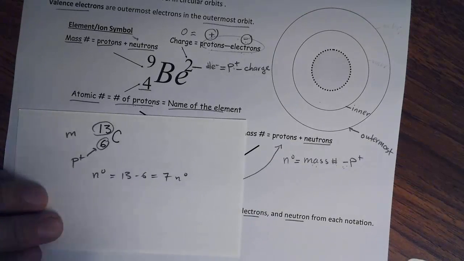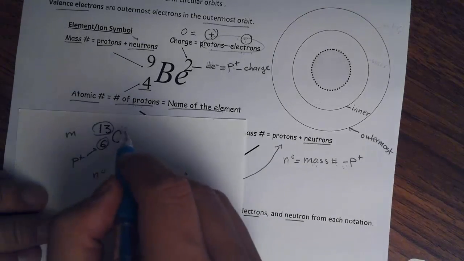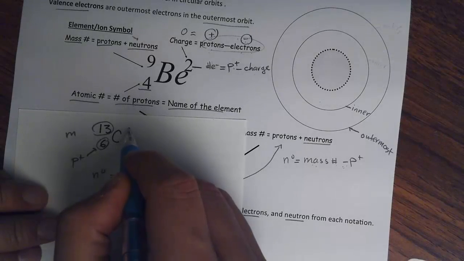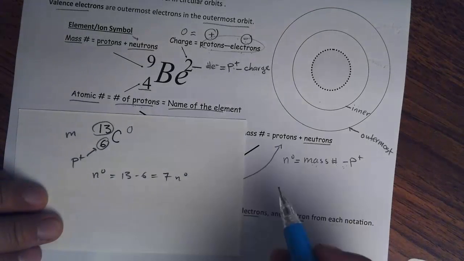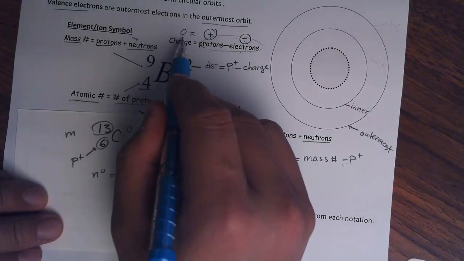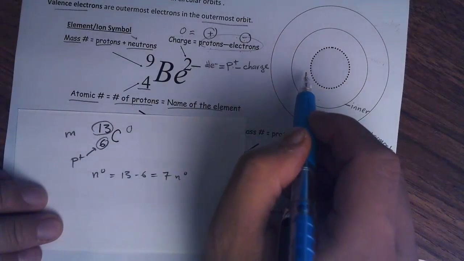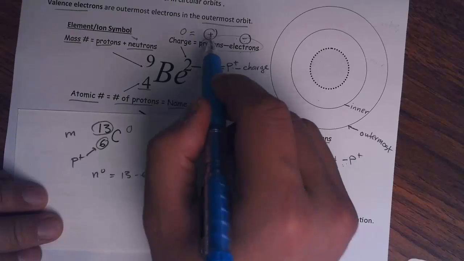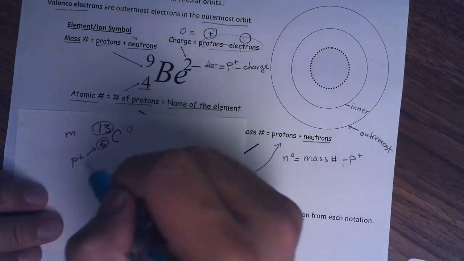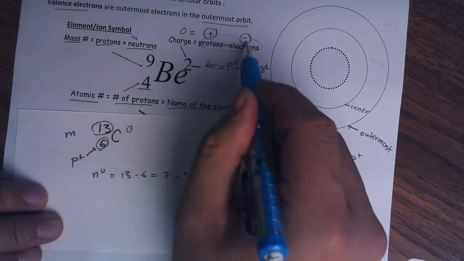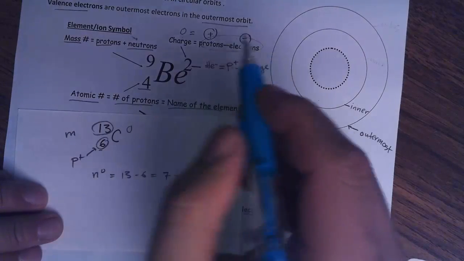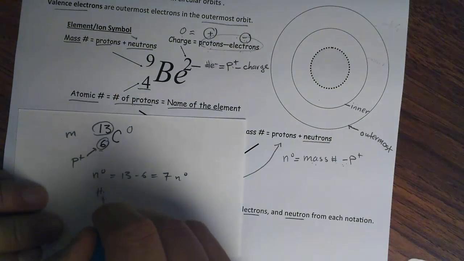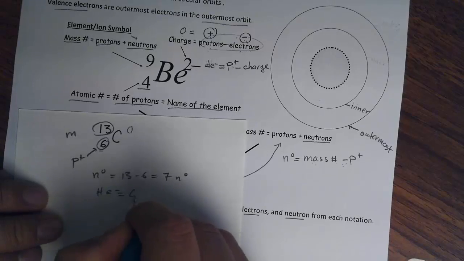And here's the tricky part, finding the number of electrons. Notice how we don't have a charge here. We assume that's going to be a 0. When the charge is equal to 0, the only way that's possible is when the number of positive equals the number of negative. In this case, there are 6 positive. The negative must be 6 as well, and therefore the number of electrons must be equal to 6 as well.